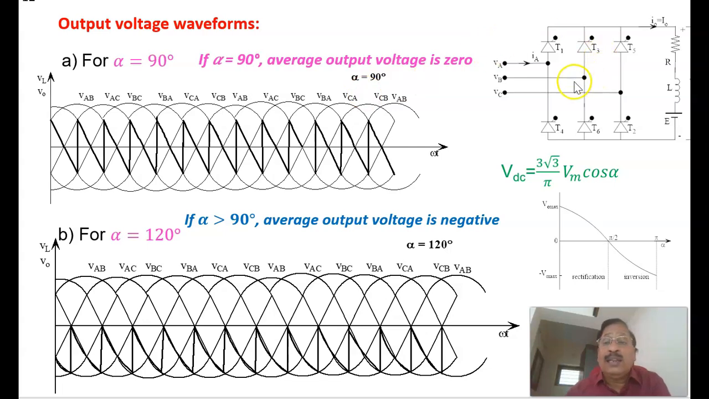Now, if alpha is equal to 90 degrees, we can see that as per this equation, 3 root 3 Vm by pi cos 90 is equal to 0. That is why for 90 degrees, you can see this.